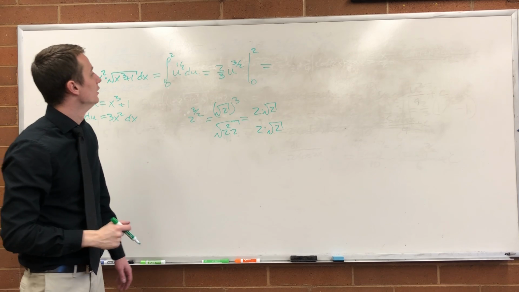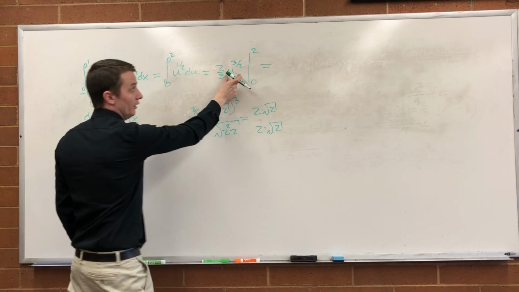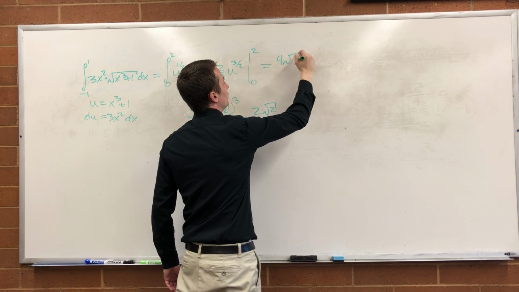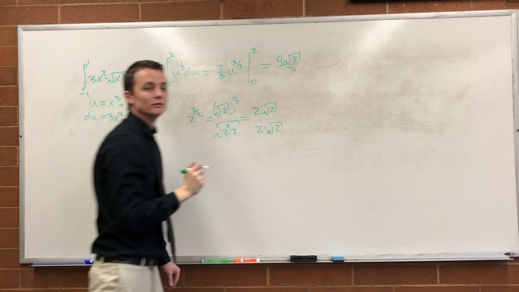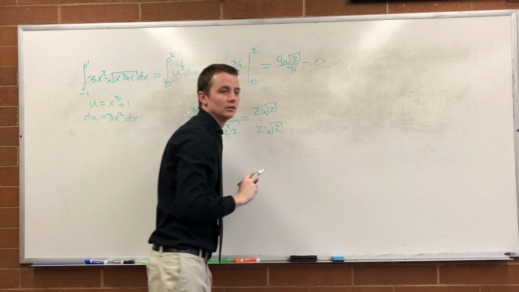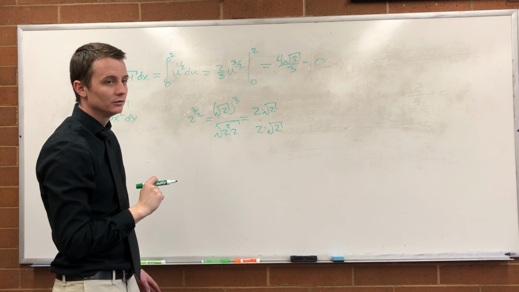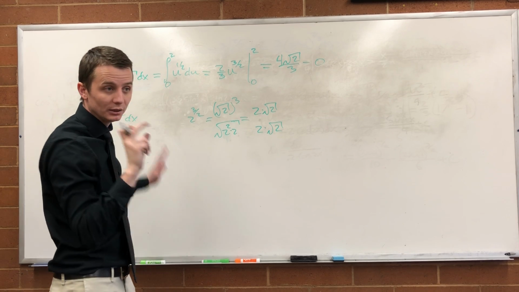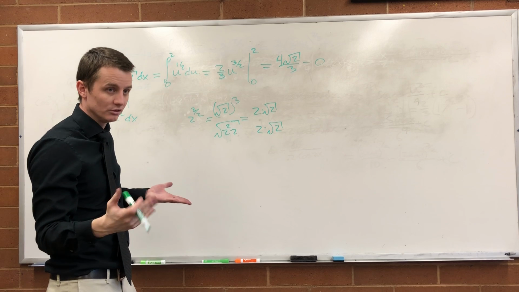So this is 2 root 2 times 2, which is going to be 4 square roots of 2 over 3, minus what we get when we plug in 0, which is 0. And that's your answer, right? Yep. Remember, now we're calculating a definite integral, so it's going to be a number, not an equation.